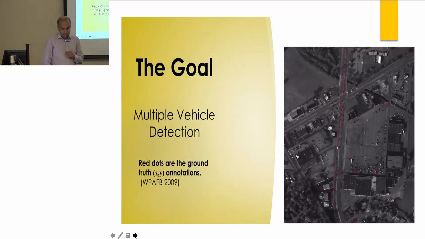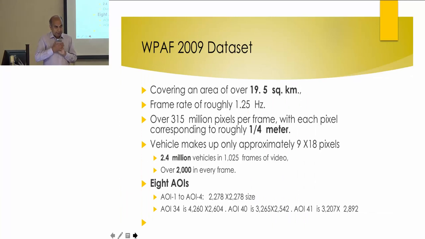So now this is a data set from Wright-Patterson Air Force Base in Dayton, Ohio, and this covers around the Ohio State campus, about 20 square kilometers. And the vehicle is very small. Here each vehicle is about 9 by 18 pixels, and there are about 2.4 million vehicles in this data set. So each frame may have 2,000 vehicles.